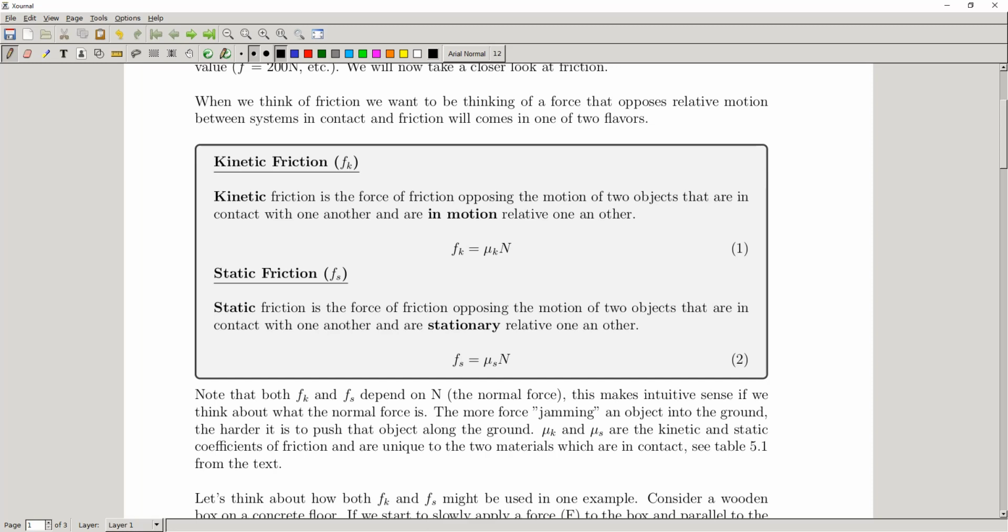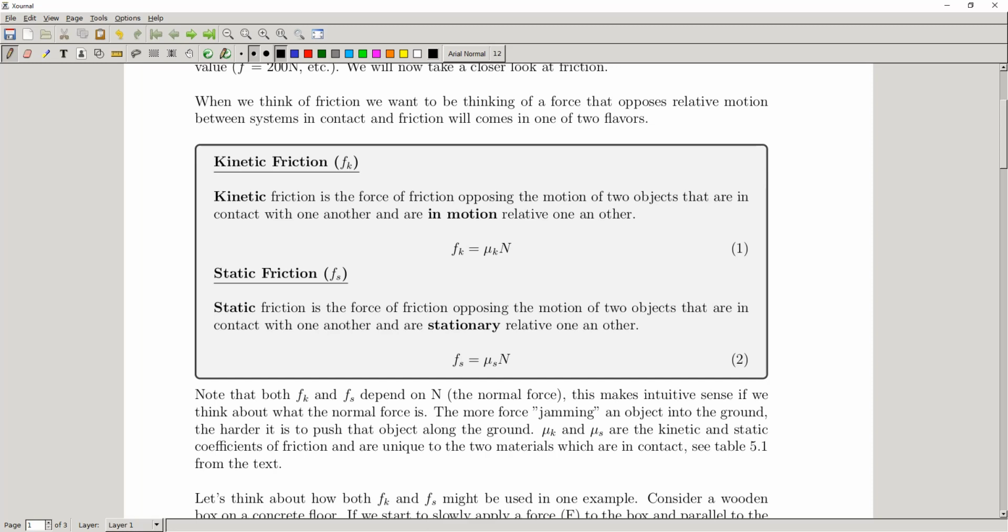Static friction, which we signify with this F with a subscript s, is going to be the force of friction that opposes motion when these two objects are stationary relative to each other. So, we're going to take a look at an example in a second, but keeping with our box example, this is similar to having a box sitting on the ground, and how much force do you need to apply to this thing before it starts moving? Well, the static friction is going to be what tells us how much force we need to apply to this box before it starts to slide.